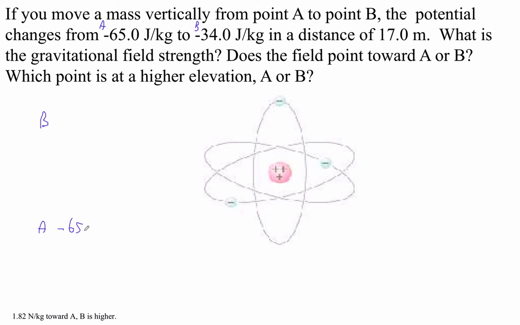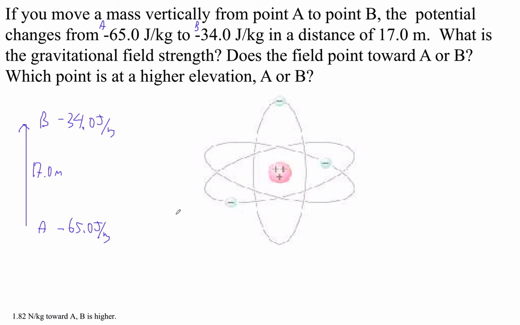-65.0 joules per kilogram. It just means that we're below some arbitrary point that somebody has made 0. Negative numbers confuse me. All right, kilograms. Okay, and a distance of 17 meters. So this is, let's see, from A to B. All right, so we are becoming more positive, aren't we? And that's 17 meters.